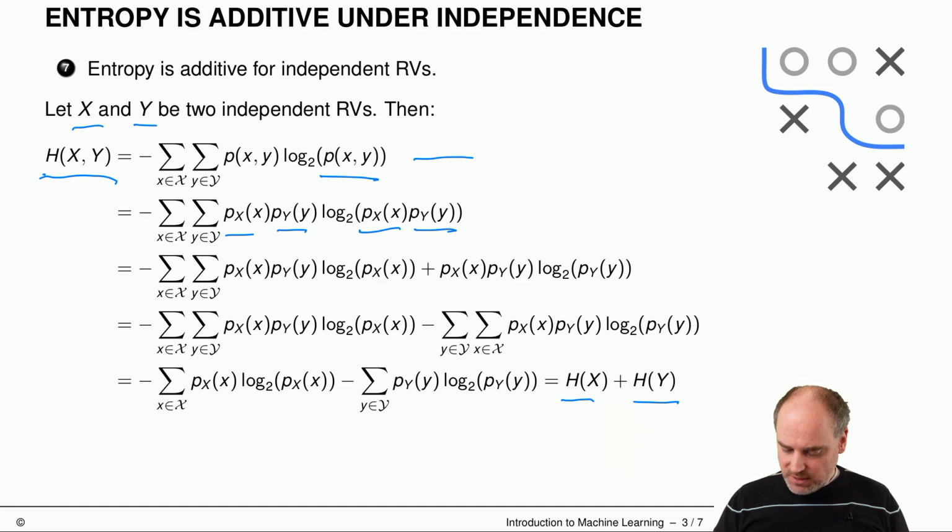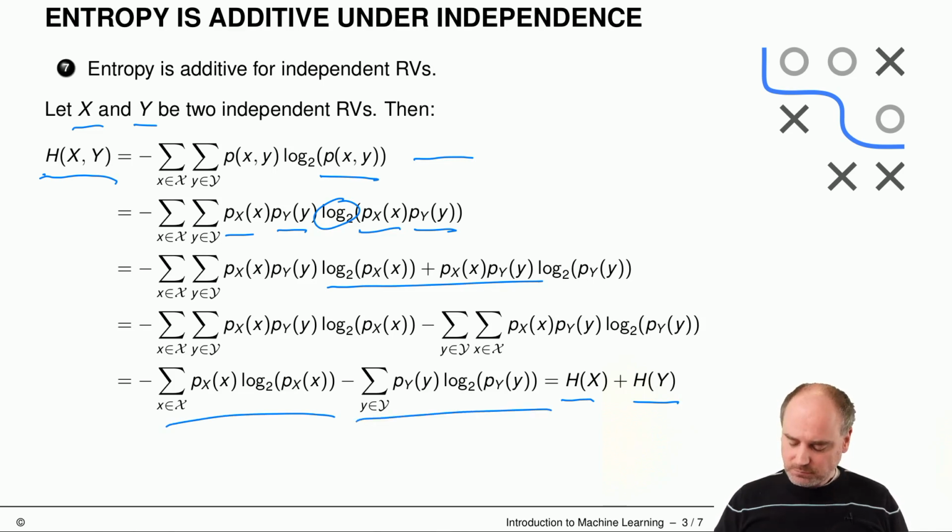And now the next thing we can do is, we see that our log function here nicely transforms this product of p(x) and p(y) into a sum. Okay. And then we rearrange terms a little bit, and we see that we end up here with two terms which are exactly the entropy formulas for x and y.